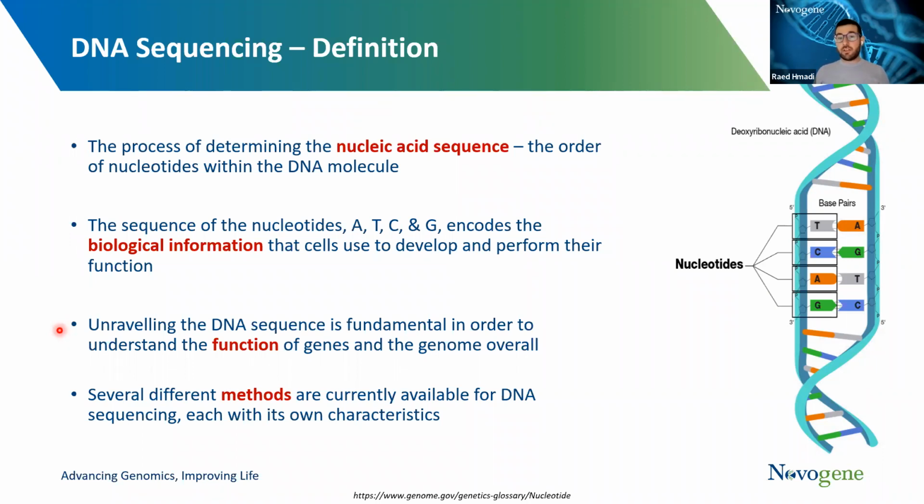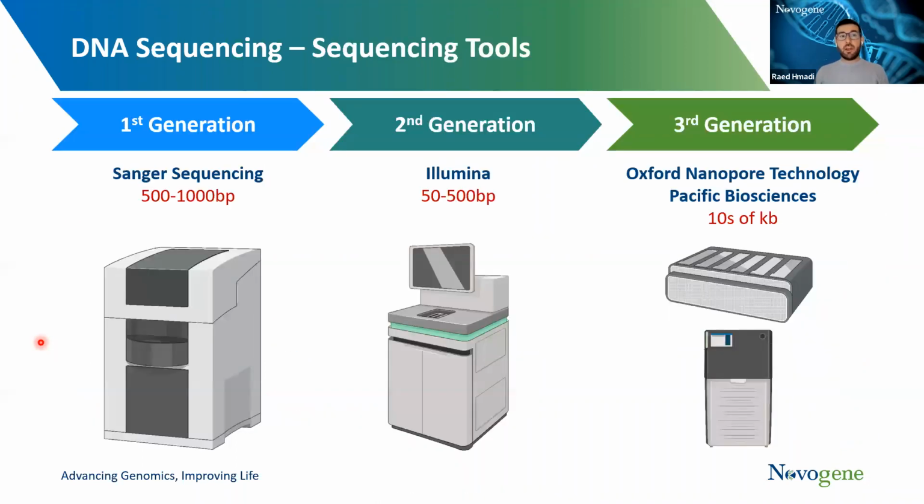Currently, there are different methods available for DNA sequencing, where each one has its own characteristics in terms of advantages and disadvantages. If we take a look at the evolution of the different sequencing tools, we can see that the first generation is mainly represented by Sanger sequencing. Using Sanger sequencing, we are able to sequence DNA fragments ranging in size from 500 up to 1,000 base pairs.